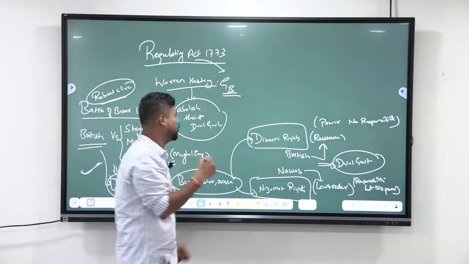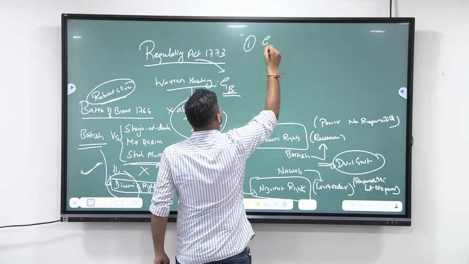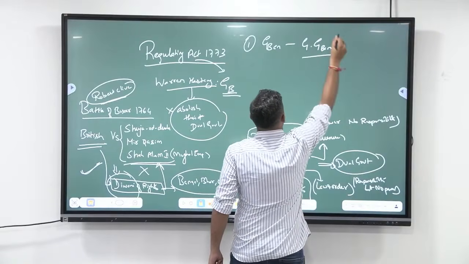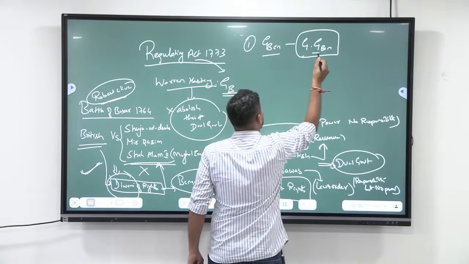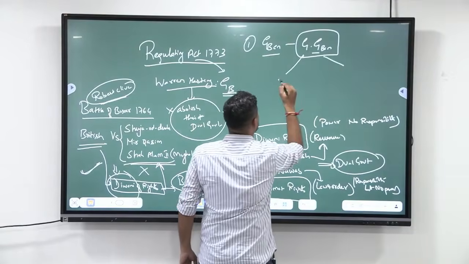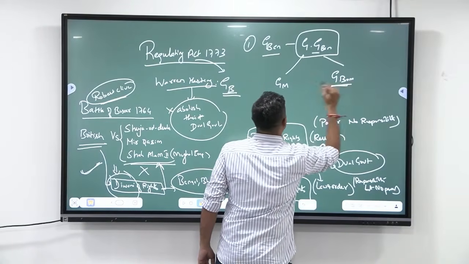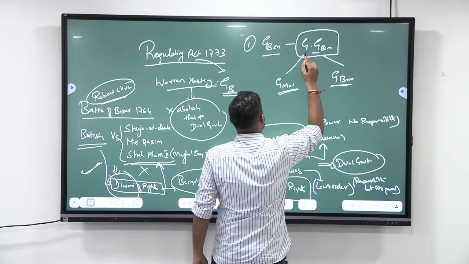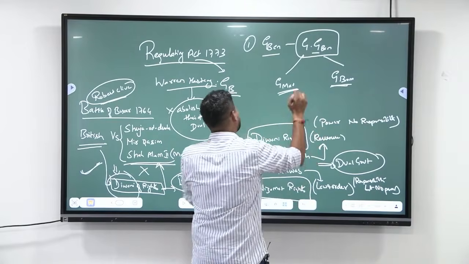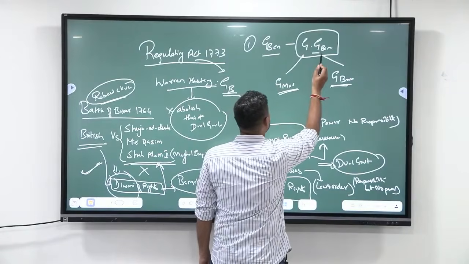So listen very, very carefully. What are the changes that the Regulating Act of 1773 introduces? The first one is that the Governor of Bengal is made the Governor General of Bengal. Why are they adding the word Governor General? Because they are making the Governors of Madras and Bombay subordinate, coming under the authority of the Governor General of Bengal. That is why they call the Governor of Bengal the Governor General of Bengal.